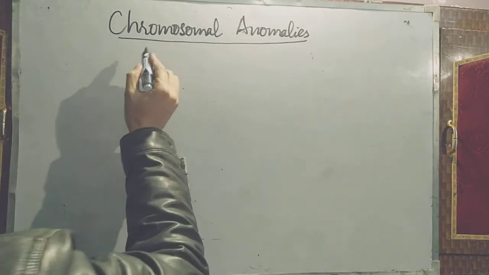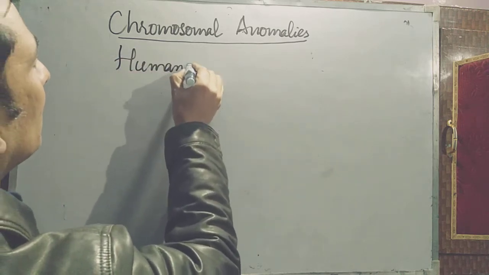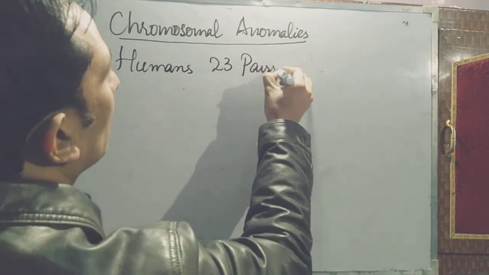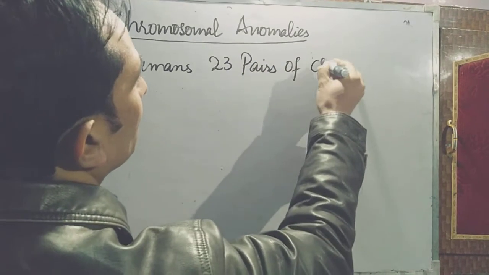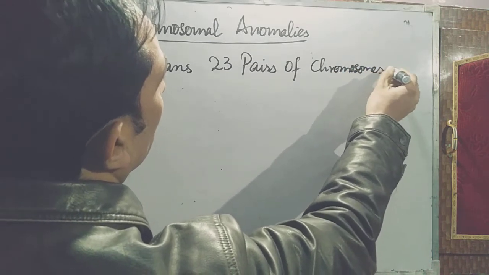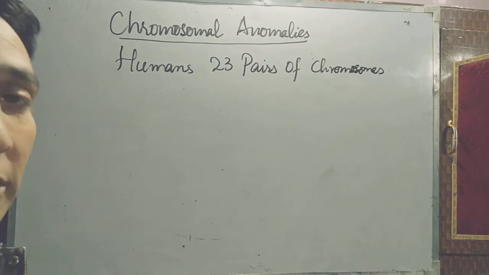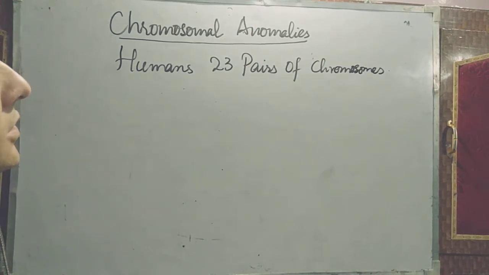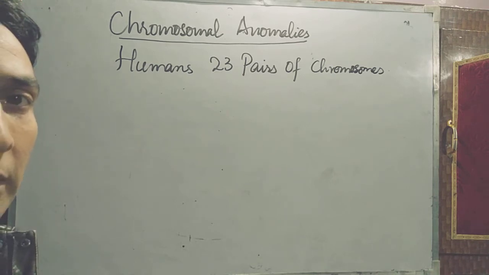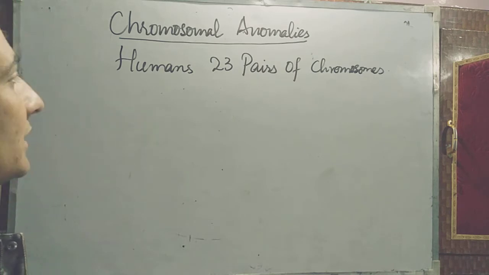You all know that in case of humans, there are 23 pairs of chromosomes. Okay, so there are how many pairs of chromosomes? There are 23 pairs of chromosomes. So we shall be very brief with this, and later on we will begin to discuss the different types of the chromosomal anomalies in humans.